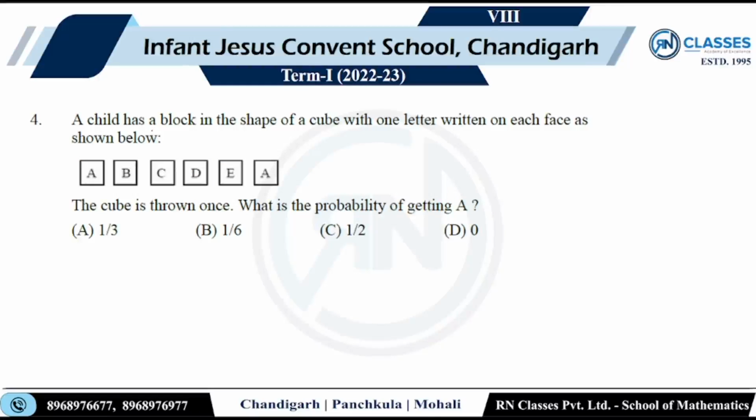A child has a block in the shape of a cube with one letter written on each face: A, B, C, D, E, A. The cube is thrown. The probability of getting A. Total number of possibilities: 1, 2, 3, 4, 5, 6. 6 is the total number of possibilities, and the possibility of getting A is 2. So 2 by 6 is 1 by 3. A part is the right option to choose.